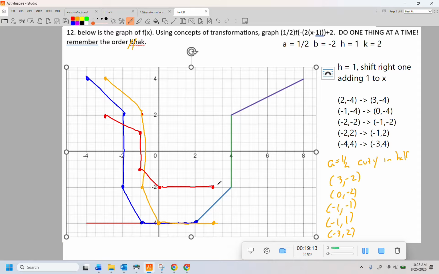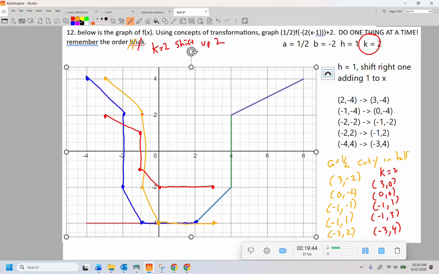And finally, I'm at k. k is 2. That means shift up 2, so I add 2 to y. So (3, -2) becomes (3, 0). (0, -2) becomes (0, 0). (-1, -1) becomes (-1, 1), because I'm adding 2 to y. (-1, 1) becomes (-1, 3). And (-3, 2) becomes (-3, 4).